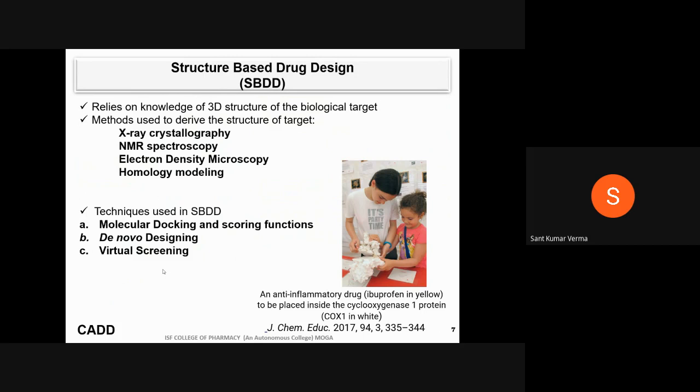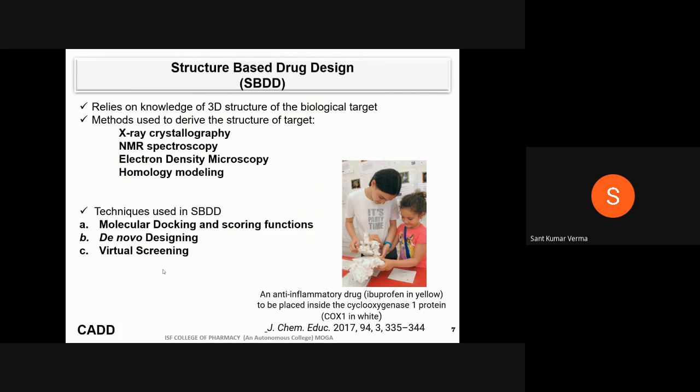Homology modeling: when we do not have the structure of a protein, we can design the protein based on a template structure using computer-aided drug design tools. This is homology modeling. This is beneficial when a new virus or protein arrives, like COVID. Initially we did not have the COVID protein structure.